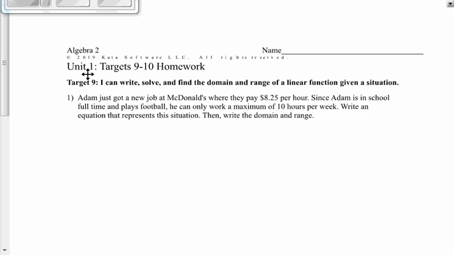All right, targets 9 and 10 homework. So starting with target 9, there's three things that we need to be able to find on target 9. That's the equation, the domain, and the range.